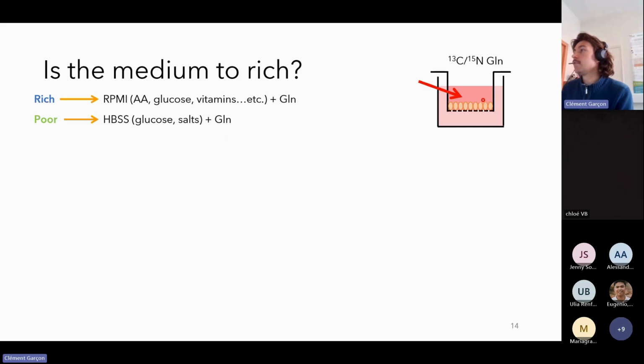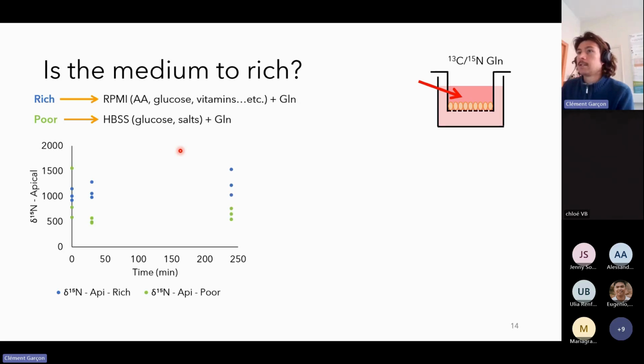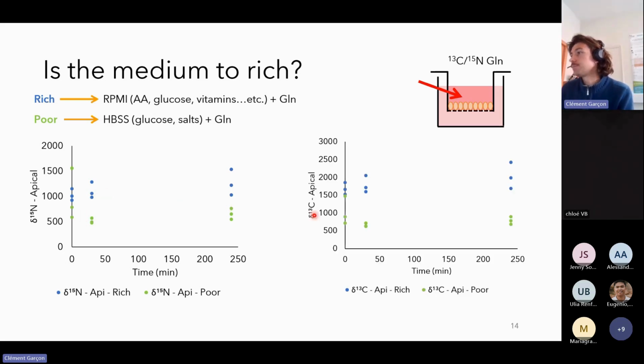So we looked again at the evolution of the ratio in the apical medium, on top of the cells, to see if it would drop instead of remaining stable over time. And actually, you don't need to look at the absolute values, just the trends. For the blue, the rich medium, or the green, the poor medium, the trend is about the same: stable or increasing slowly, and it's the same for carbon, so no real evolution over time. It remains stable. So whether we use the nutrient-rich or poor medium, we don't see differences in the apical medium.